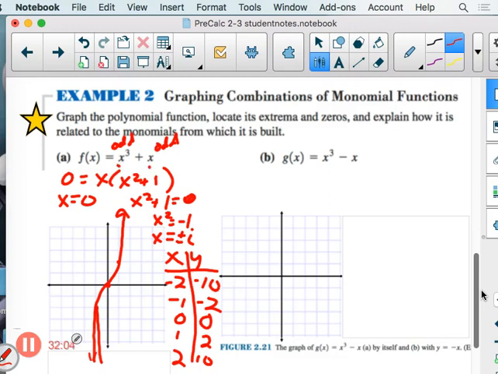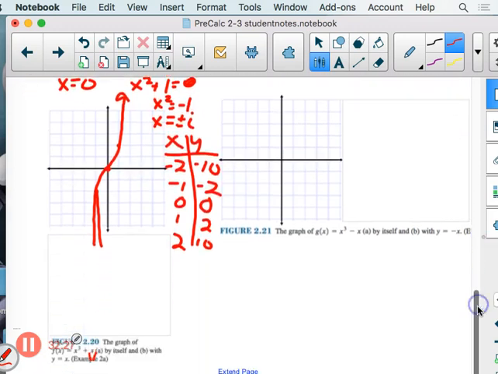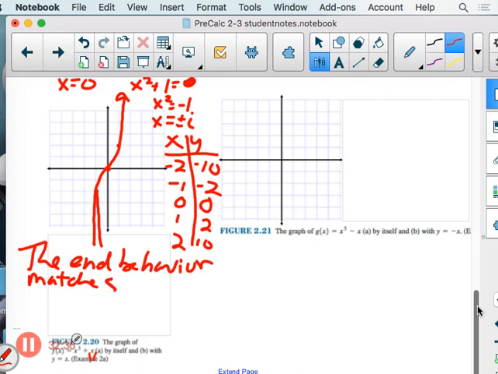Explain how it's related to the monomials from which it was built. Monomial, monomial. Odd and odd give us odd. Well, the end behavior is exactly the same as it would be for x cubed. So its end behavior is matching that first variable, because x to the third is definitely going to take over. If we start putting numbers in here, that's going to get big really fast. So the end behavior matches y equals x cubed. As you go to the left forever, down forever. As you go to the right forever, up forever.